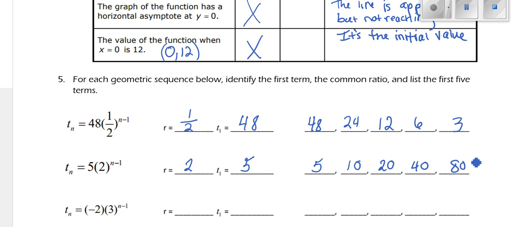Okay, my next one, my first term is -2. Common ratio is 3. Okay, so I'll have -2, -6, -18, -54, and -162.